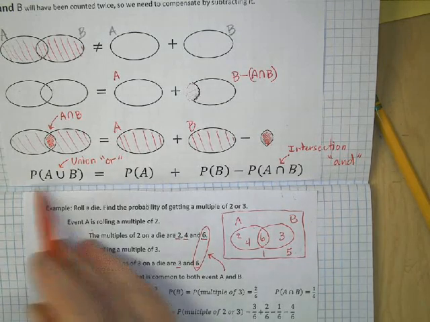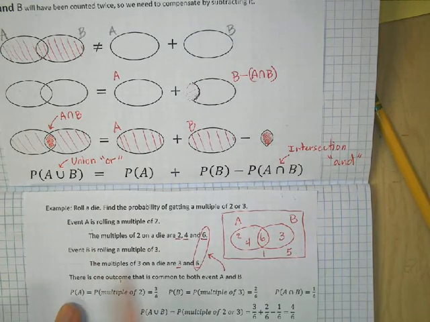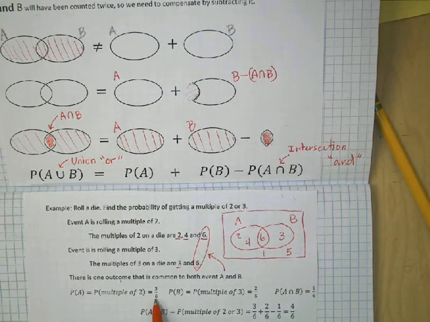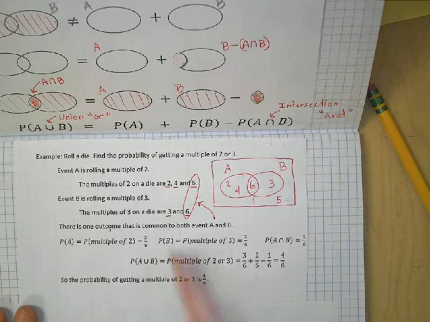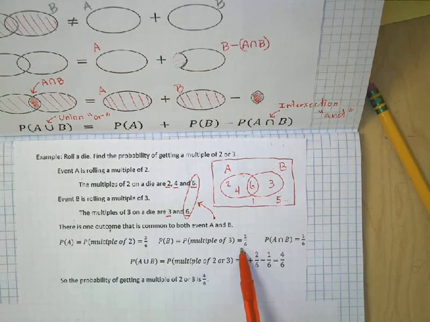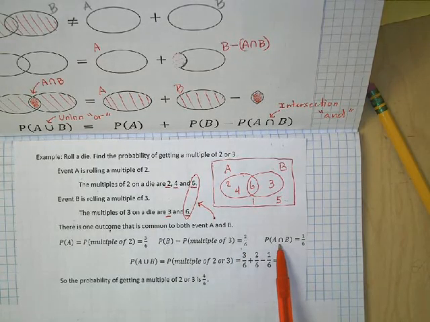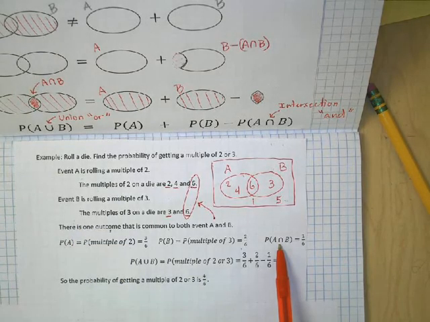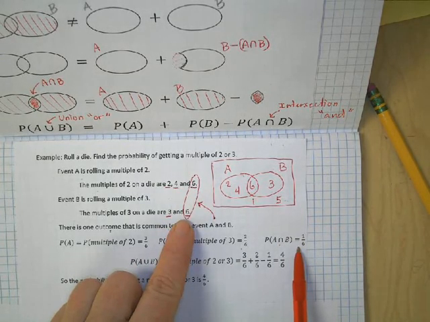In order to do our formula, the probability of A is the probability of a multiple of 2, and we said that's 3 out of 6 because there are 6 sides to a die. The probability of B would be 2 out of 6, because there are the numbers 3 and 6 out of 6 numbers on a die. And the probability of getting both at the same time, a multiple of 2 and a multiple of 3, an "and" situation, is 1 out of 6, because that's the overlap, the 6.